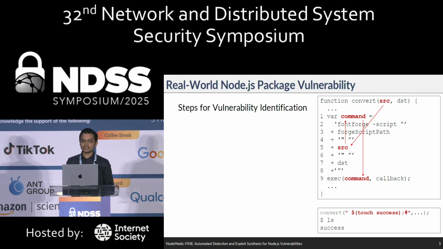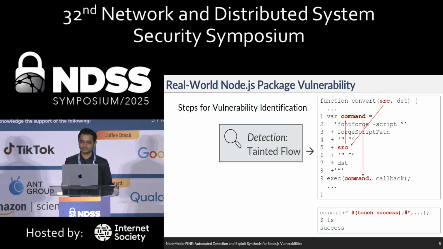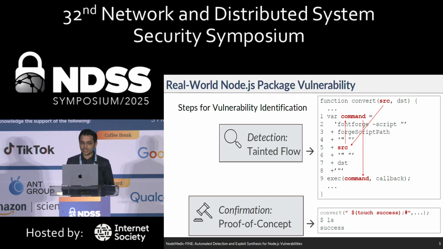We can break the process of vulnerability identification into two steps. First, detection of a tainted flow. We call these initial tainted flows potential flows because they may not be vulnerable, for example, due to the program rejecting malicious inputs. Second, we then need to confirm the flow by creating a proof of concept exploit that demonstrates the vulnerability.